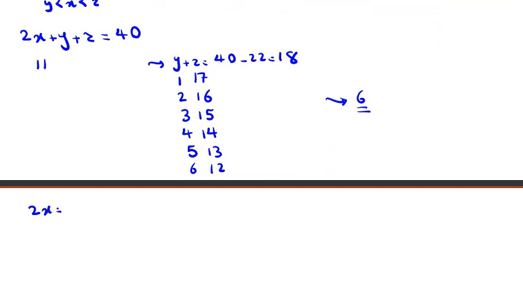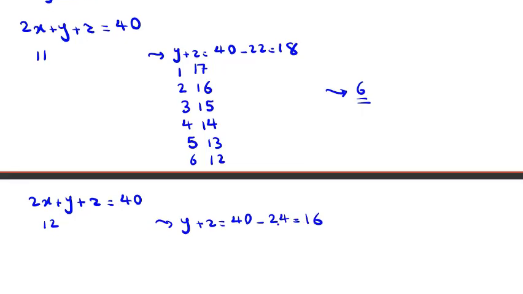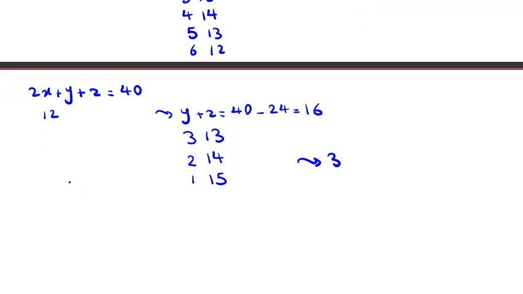If x is 12, 2x plus y plus z is 40. If x is 12, then you can say y plus z equals 40 minus 2 times 12, minus 24, which equals 16. Now, we know z is greater than x, so z 13, y 3, 14, 2, and 15, 1. So here we have 3 different cases.